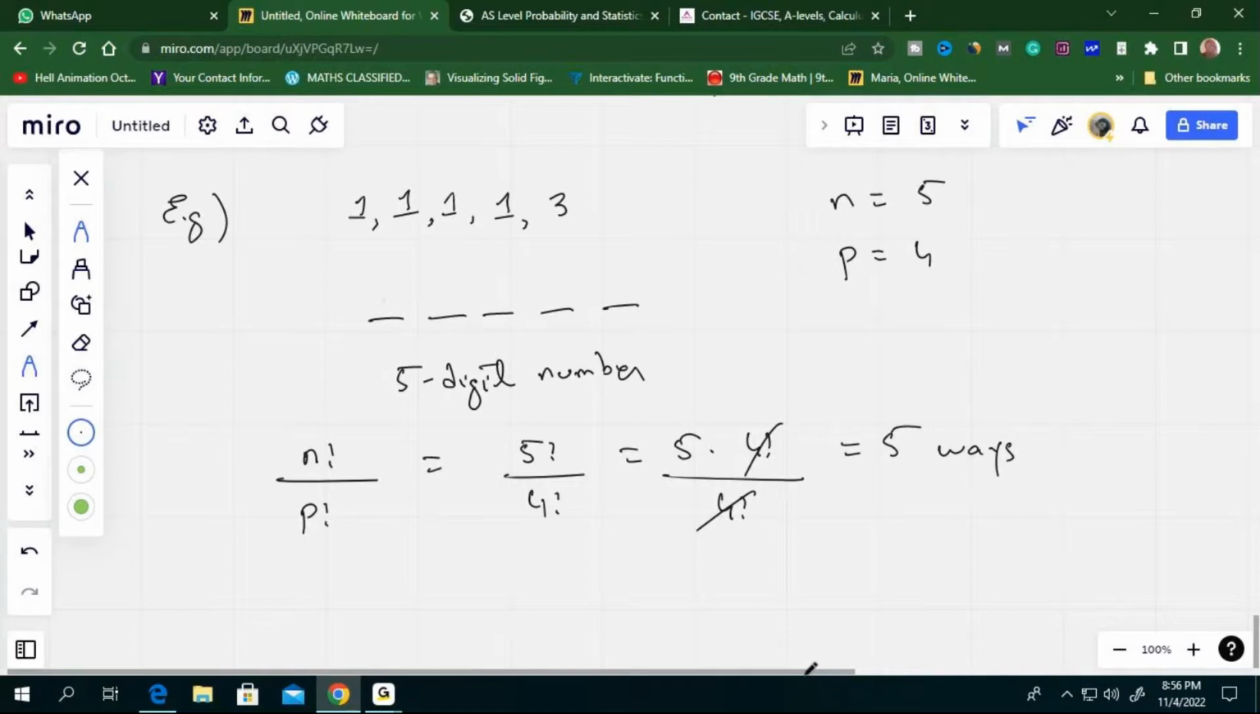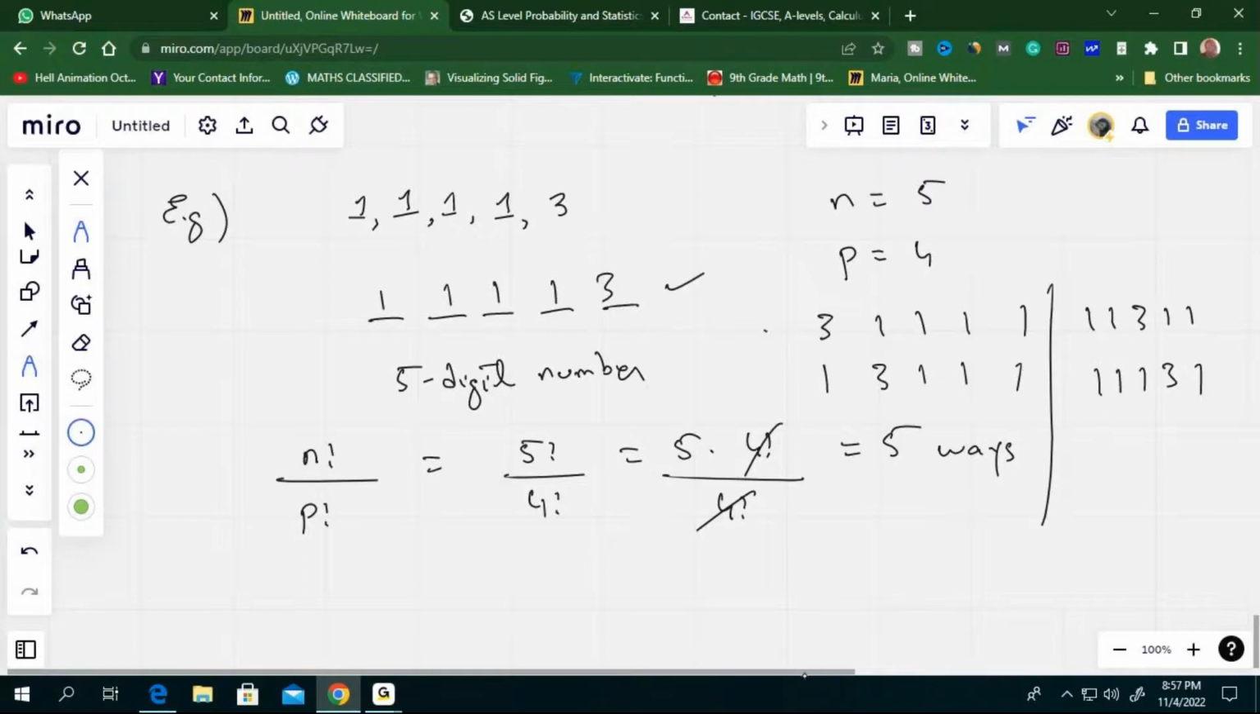Okay, it could be 11113. This is one way. 31111, second way. 13111, third. And if I just write 11311, like that, I wrote one extra. This is it. And 11131. So these are all 5 unique ways through which you can form a 5-digit number.